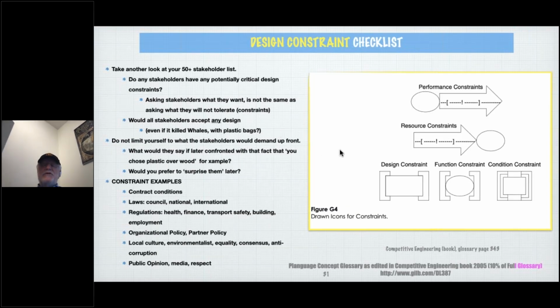Here's a larger picture of these other constraints. So these are different types of constraints. They're defined and detailed in the competitive engineering book. Here's another link to the same book. Here's a diagram for them. And here's a list of questions we can ask about constraints. Here's some specific examples of the types of constraints we're thinking of.